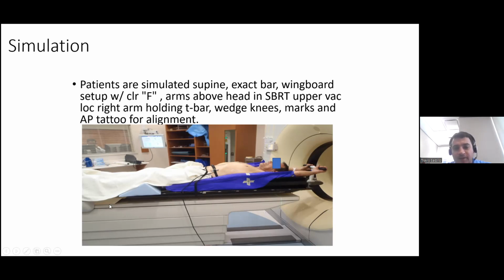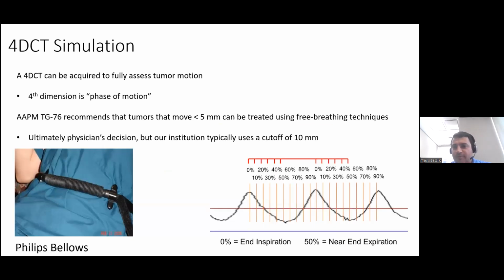We have a knee wedge to go under their knees. That is both for reproducibility, as well as for patient comfort. We'll talk about this here in a second, but we have a bellows on here to monitor the respiration rate. And so for these patients that you anticipate you'll have a lot of respiratory motion with, again, your thoracic patients and your GI patients, oftentimes whenever they come for simulation, we'll administer a 4D CT, where the fourth dimension, the 4D part of that, is the respiratory phase.